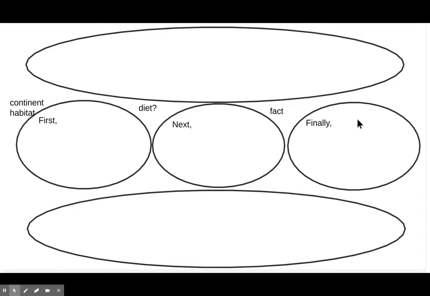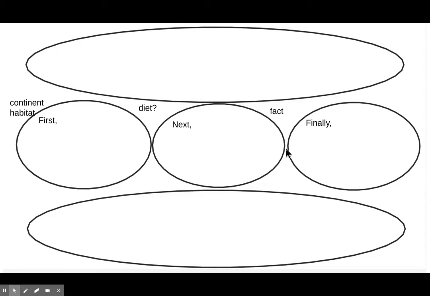And then what we're going to be writing about is this first circle is going to be about what continent do they live on? What is their habitat? Do they live around rivers, deserts, in the mountains, in the grasslands, in the forests? And you can't just guess. Okay, you really need to get your information.